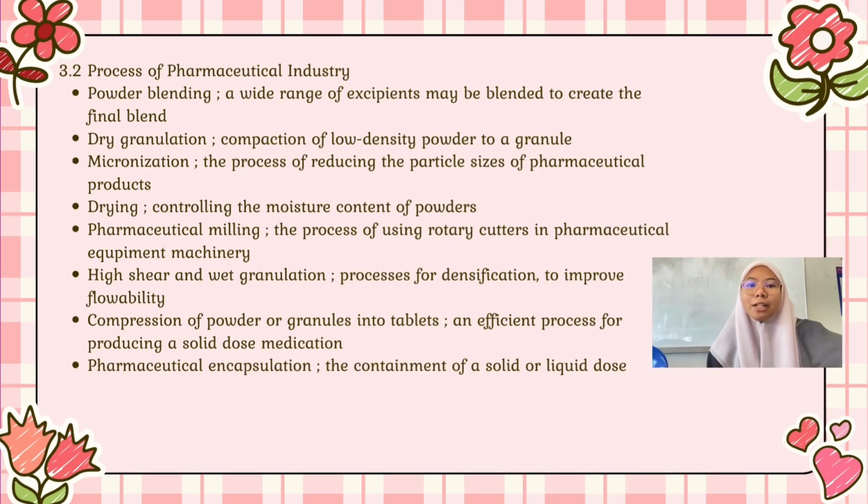There are 7 processes of the pharmaceutical industry. First one is powder blending, in which a wide range of excipients may be blended to create the final blend. Next is dry granulation, which is the compaction of low density powder to a granule. Next, we have micronization, the process of reducing the particle size of pharmaceutical products.